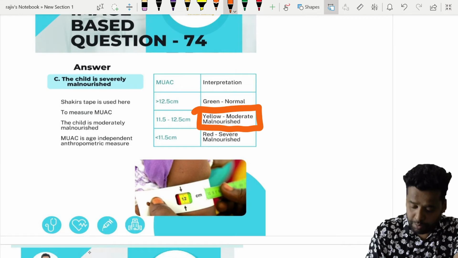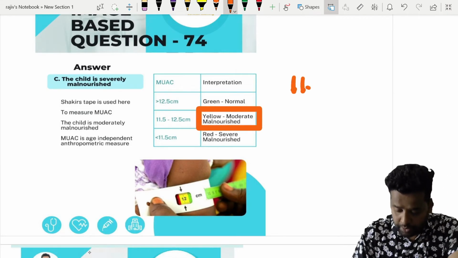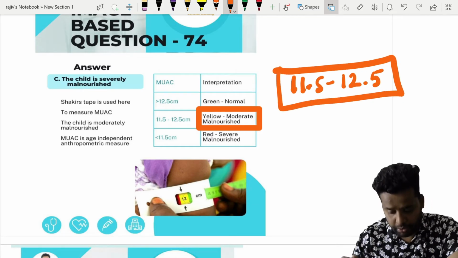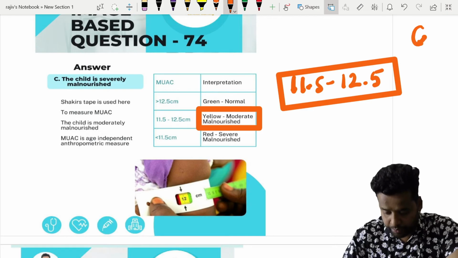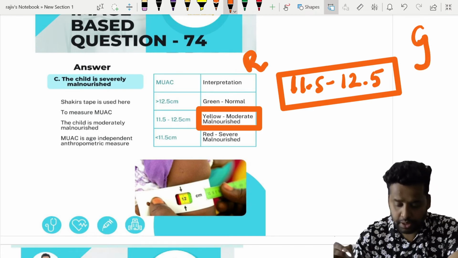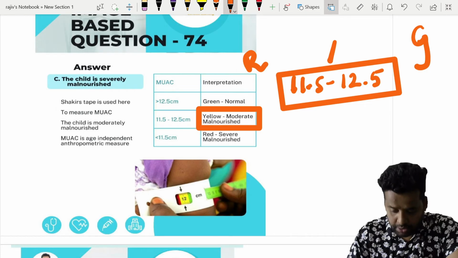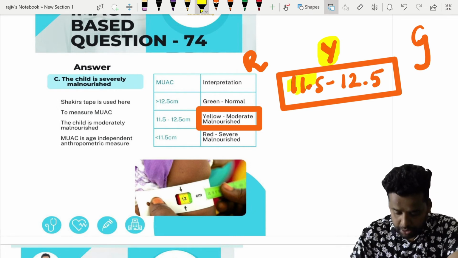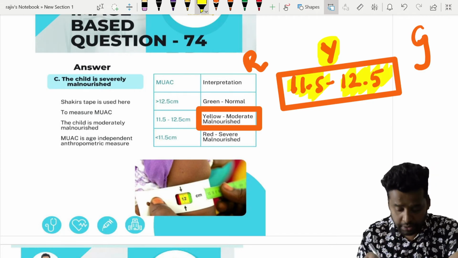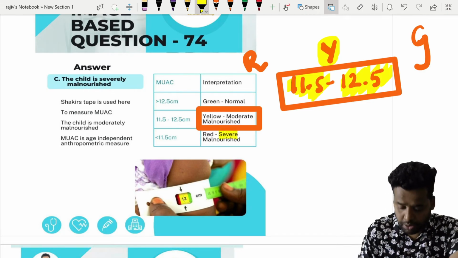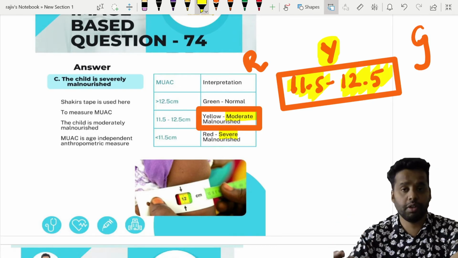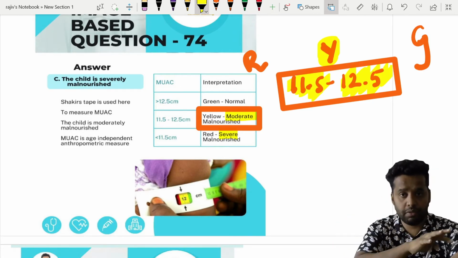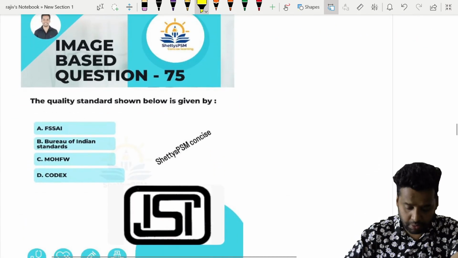How to classify? Remember the numbers 11.5 to 12.5. This is the newer update. 11.5 to 12.5. More than this is green, less than this is red. So anything in between is yellow. Traffic signal you can remember, but the waiting zone you have to know. Yellow color is between 11.5 centimeter to 12.5 centimeter. Less than that, red color, severe malnourishment. Your question was on moderate malnourishment. Anything above 12.5 is green. Remember the waiting zone 11.5 to 12.5. Yellow color, traffic signal. Good.